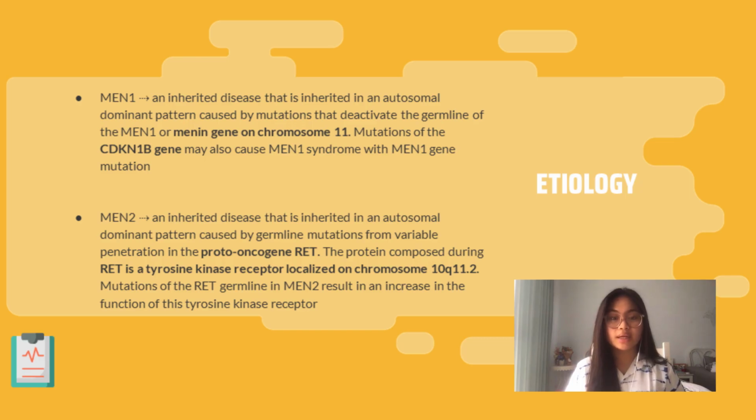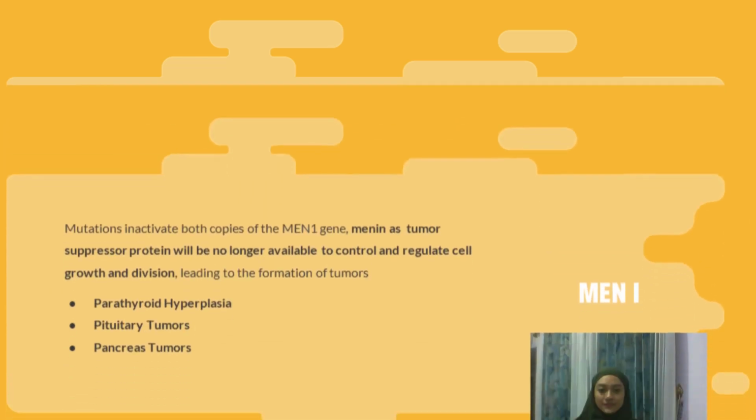MEN2 syndrome is an inherited disease that is inherited in an autosomal dominant pattern caused by germline mutation from variable penetration in the proto-oncogene RET. The protein composed during RET is a tyrosine kinase receptor localized on chromosome 10q11.2. Mutation of the RET germline in MEN2 result in an increase in the function of the tyrosine kinase receptor.